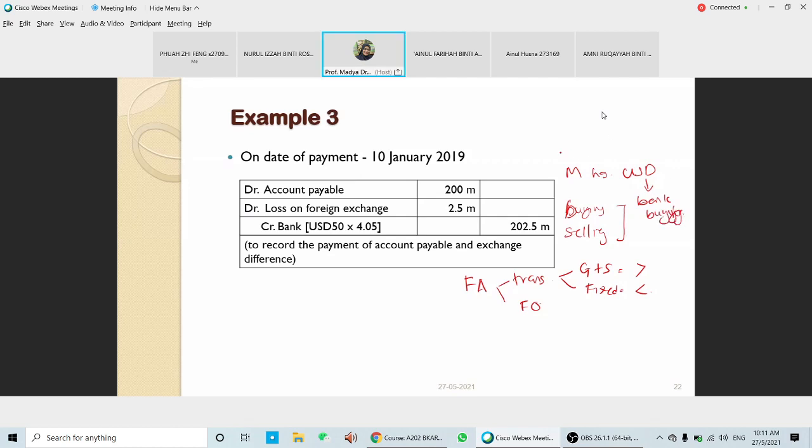Okay, and then if a Malaysian company wants USD, for example, they need to buy from the bank. So from the bank's perspective, they are in a selling position. So the rate that we are using there is the selling rate, because we look at the bank's perspective. Selling or buying here is based on the bank view, or bank side.